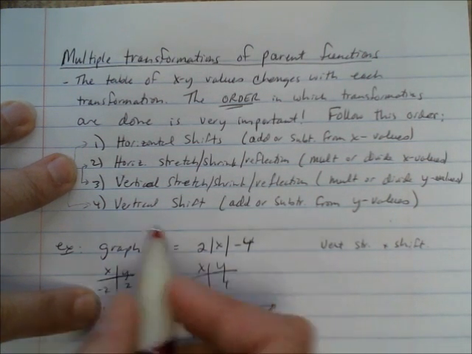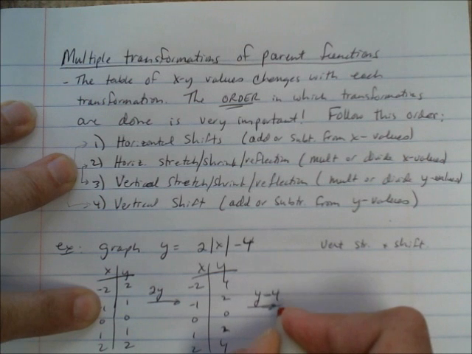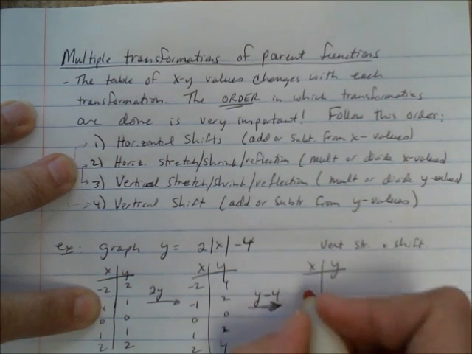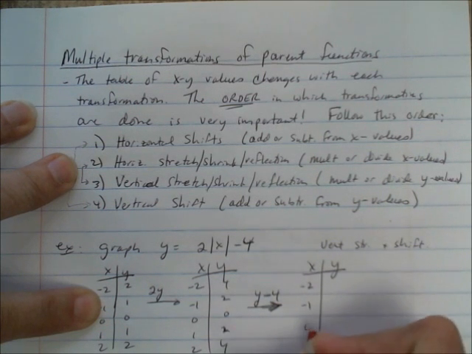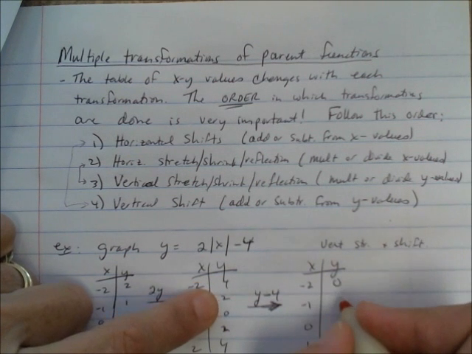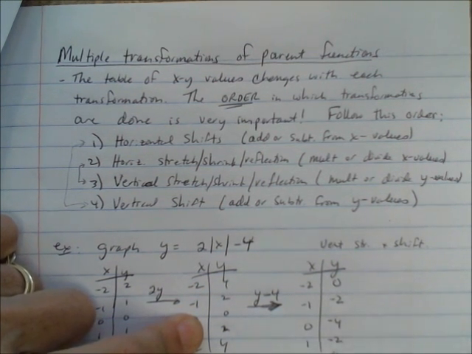And then the next thing you're going to do is this vertical shift. So that means you're going to take this y table and subtract 4 from it because it's a shift down of 4. So now our final xy table is the x's stay the same, and the y's you subtract 4, so you get 0, -2, -4, -2, and 0.